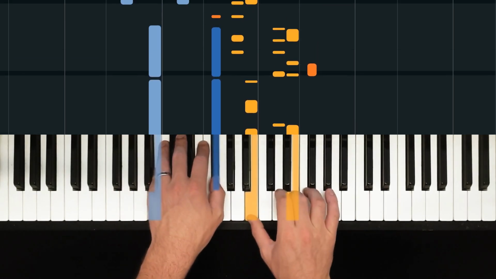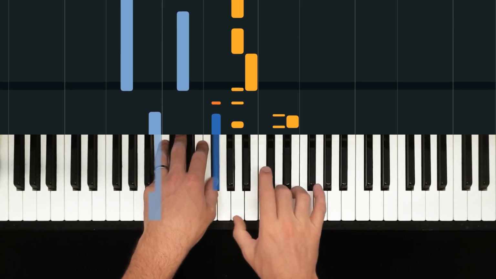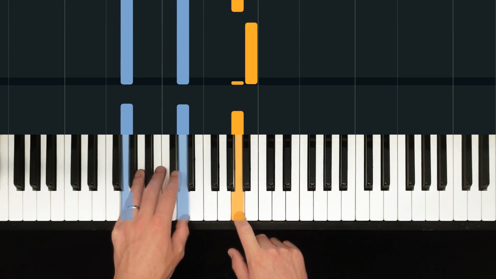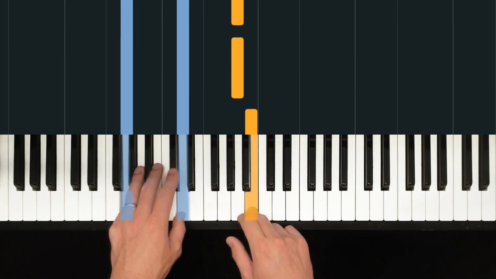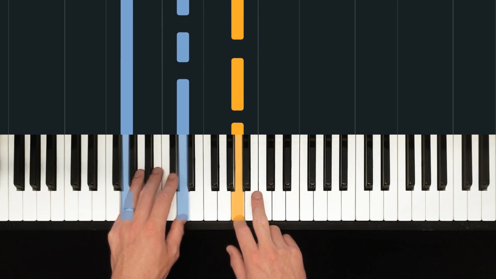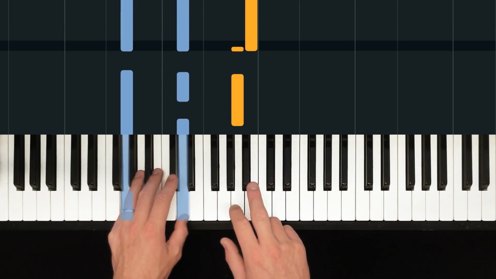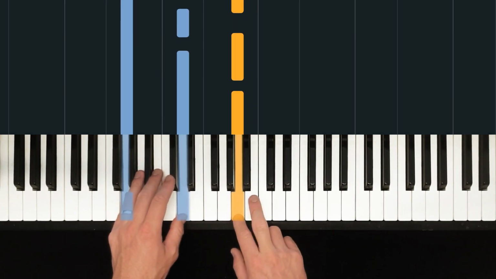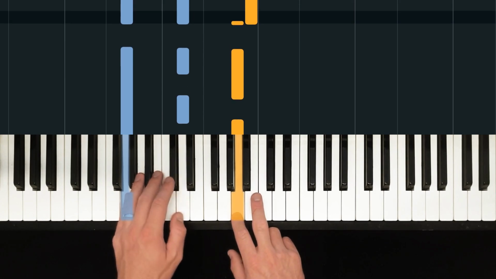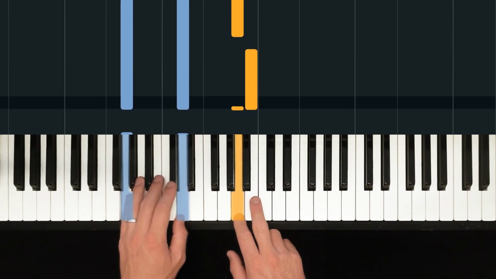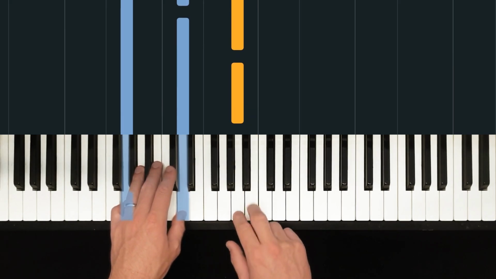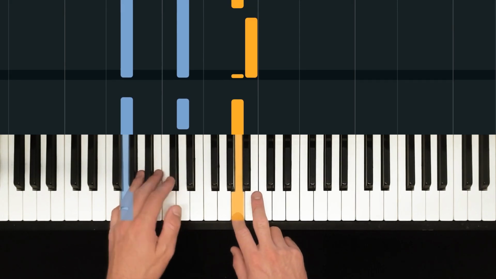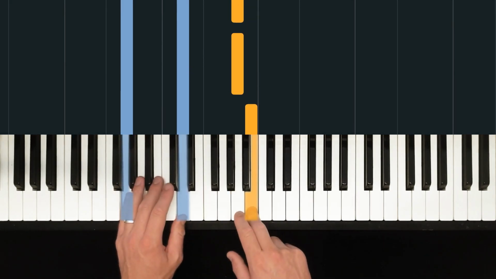Last time with that. 2, 3 and 4 and. So that is 1, 2, 3 and 4 and. Again, grace note on the A to the B. 2, 3 and 4 and. Again. 3 and 4 and that's really the intro.